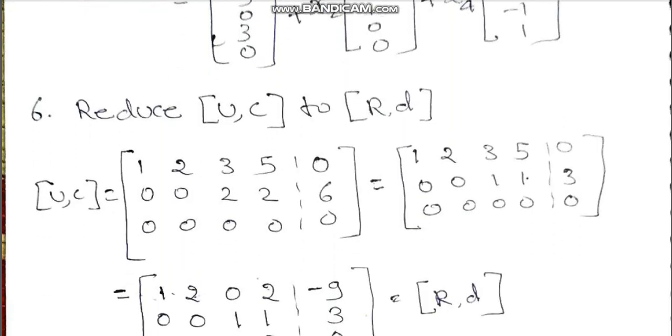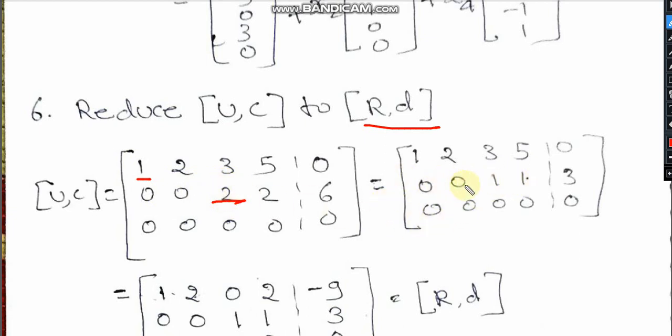Here you are reducing Ux equals C to Rx equals D. That means when you do row operations, U reduces to R and C reduces to D. So you can see what R is. For R, the pivot elements should be 1. The first is already 1, and the second pivot element should be 1, so you can divide it by 2.